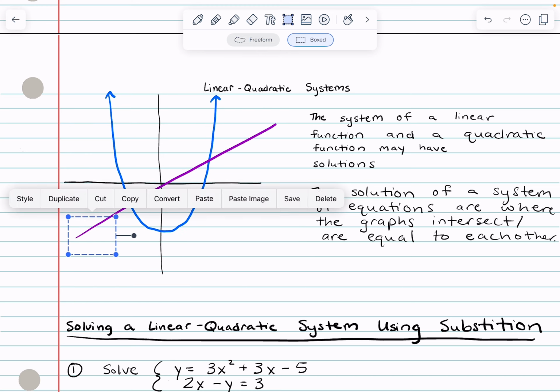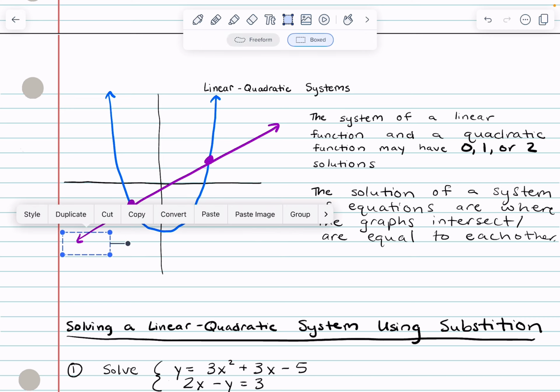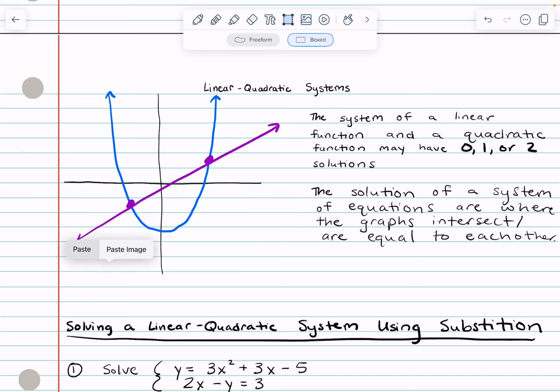So the system of a quadratic function and a linear function may either have 0, 1, or 2 solutions. And remember, solutions are just where the graphs intersect and are equal to each other. So if we take a look here, my solutions would be these points here. And if I didn't touch it at all, I would have no solution.